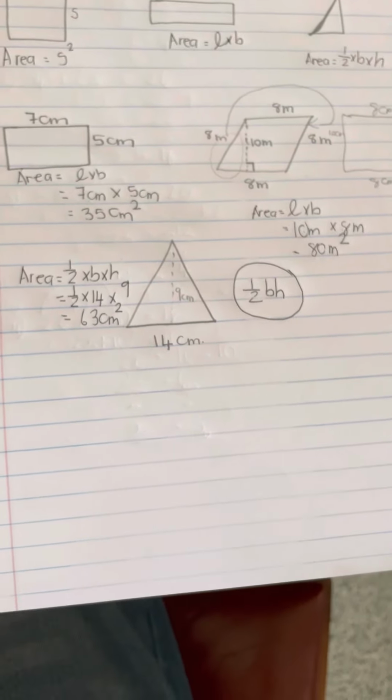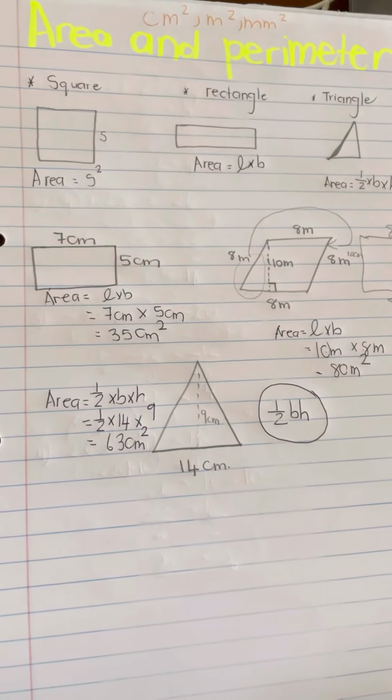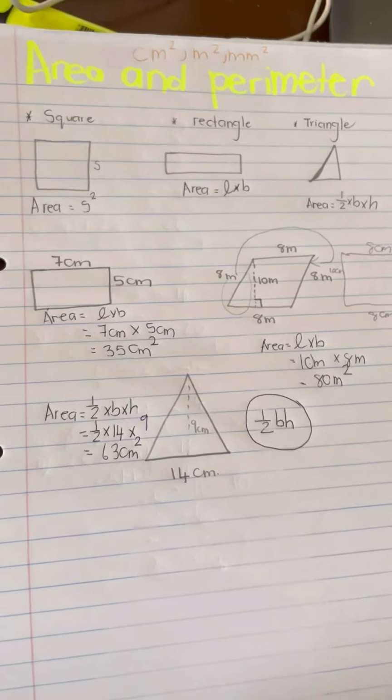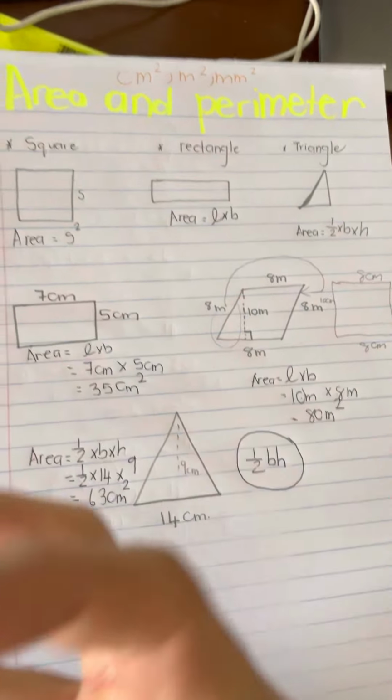I really hope this makes sense. When Sir returns next week, we will do area and perimeter of composite shapes, which is simply taking the area of a square or an area of a rectangle and then adding it together.